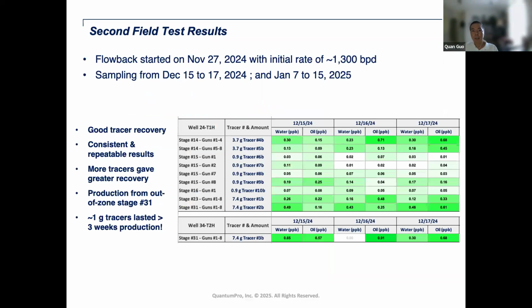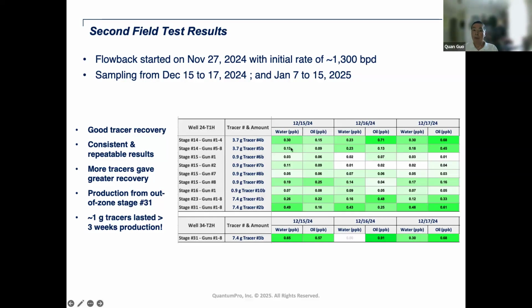For these 2 wells, the flowback started November 27, with an initial rate of about 1,300 barrels per day. And 2 batches of samples were obtained. The first one from December 15 to 17, the second batch from January 7 to 15. So this shows the tracer recovery results from the first batch of samples, again in parts per billion.